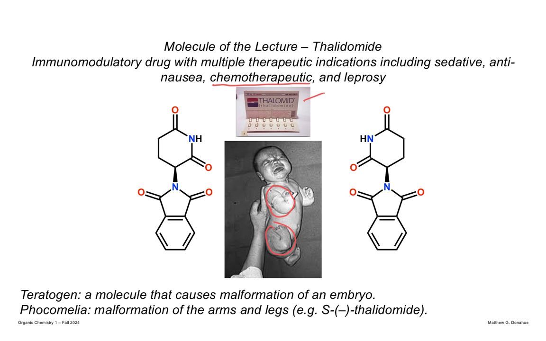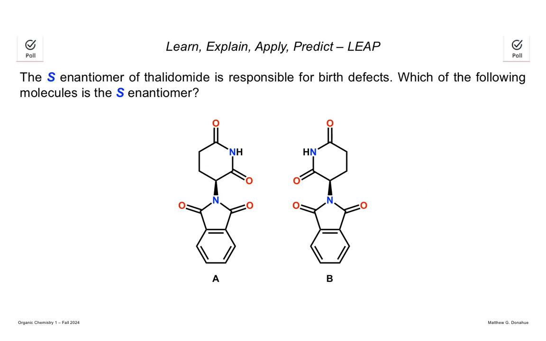So what you'll see in your book is that stereocenters are typically identified with an asterisk. So we have one stereocenter. That means one of them is R and one of them is S. So the question states, the S enantiomer of thalidomide was ultimately found responsible for these birth defects. So the R enantiomer does not cause these effects. That's kind of interesting to think about. So which one of these is S?